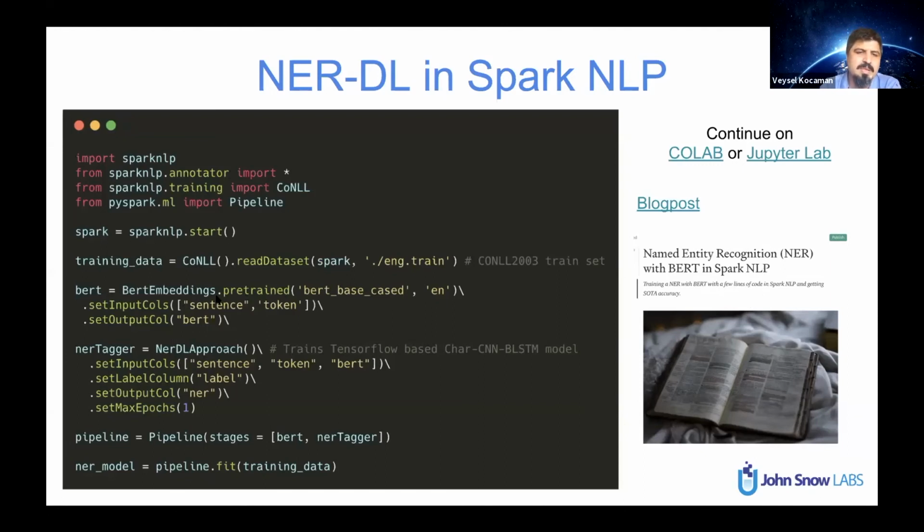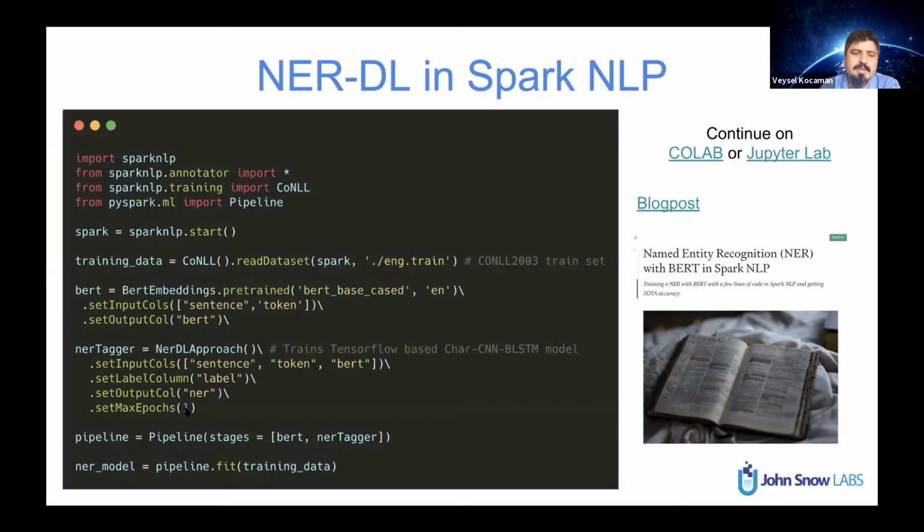This word embeddings annotator will get the word features, the embedding features, and then this is the algorithm that I'm talking about. It will use the sentence, token and BERT features. BERT embedding is coming from this module, and token is coming from the CoNLL reader, because the CoNLL reader creates tokens as well, according to the CoNLL file. And then we have the ground truth label, and this is the predicted column.